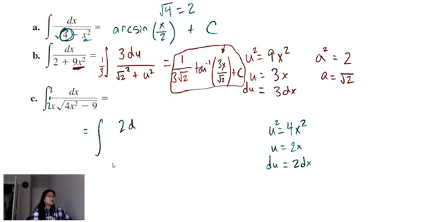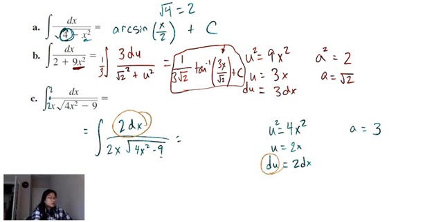The integral of 2 dx, which is just du, over 2x, which is u, times root 4x squared minus 9, and a is going to be 3, right, because we have a 9 there. And so this 2 dx is going to be du, and this 2x is going to be u, so we're left with the integral du over u root u squared minus 3 squared.